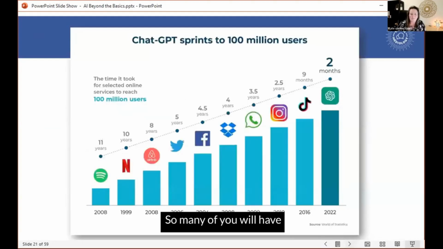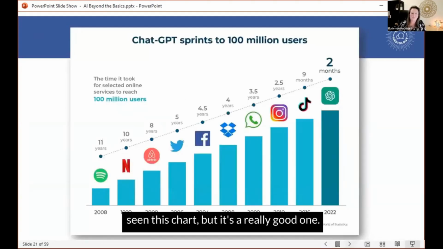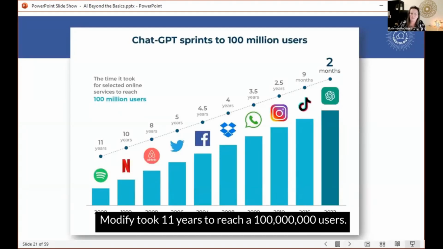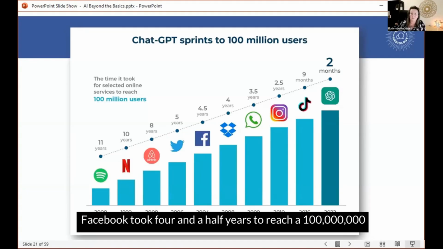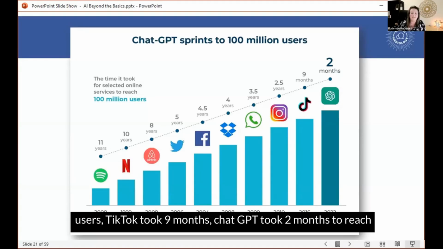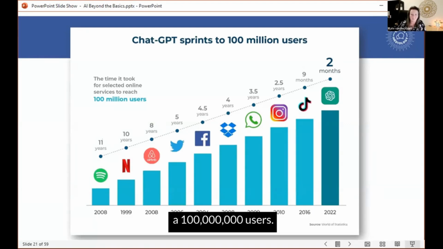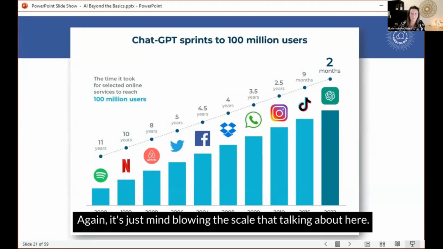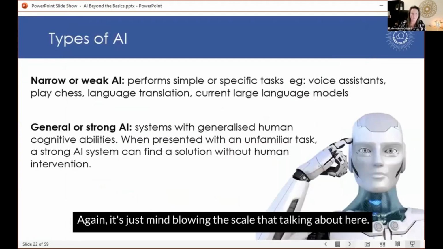So many of you will have seen this chart, but it's a really good one. Spotify took 11 years to reach 100 million users. Facebook took 4.5 years to reach 100 million users. TikTok took 9 months. ChatGPT took 2 months to reach 100 million users. Again, it's just mind-blowing, the scale that we're talking about here.